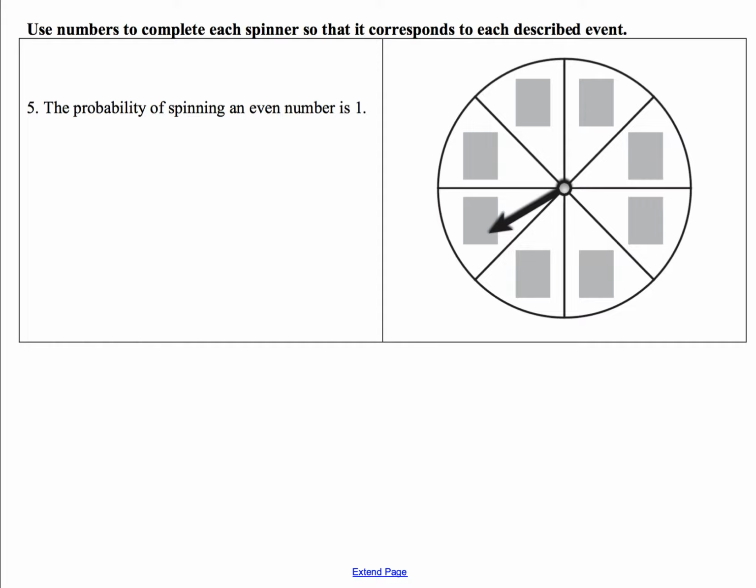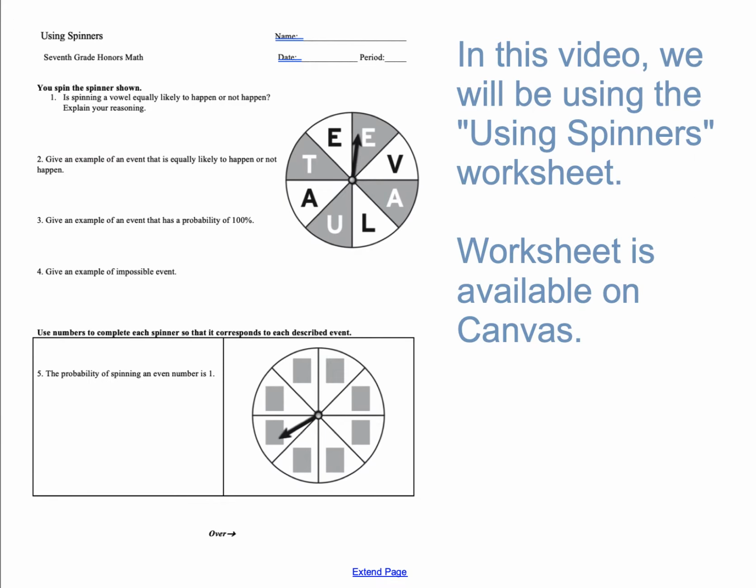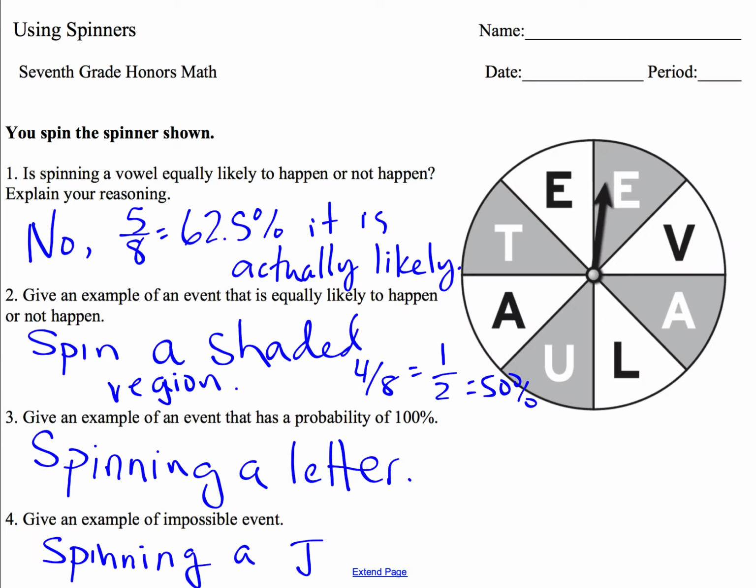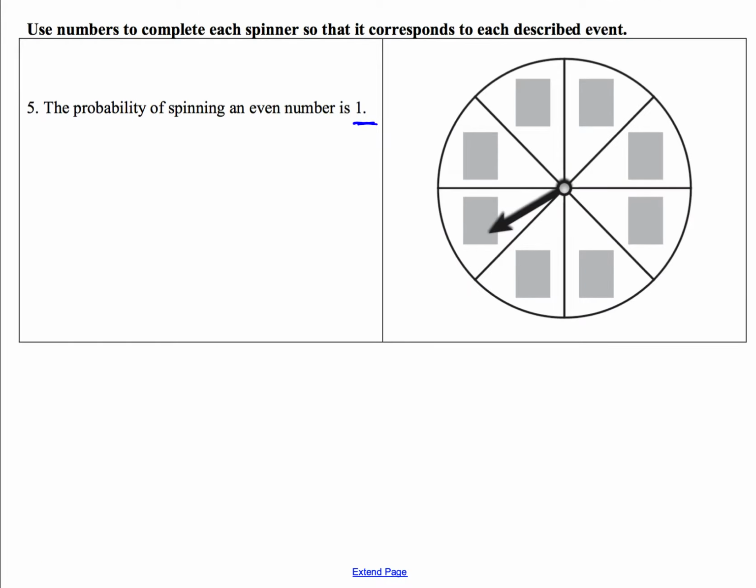Use the numbers to complete each spinner so that it corresponds to each described event. The probability of spinning an even number is 1. Okay, a probability of 1, we need to realize what that means. Remember that a probability of 1 is certain. So we need this spinner to be created so that it is certain that we get an even number. That just means every one of these blanks need to be filled in with an even number. Now I could just go 2, 4, 6, 8, but I don't have to continue increasing, and I can even make some other really big numbers. It doesn't matter how big or small the number is, it just needs to be even.